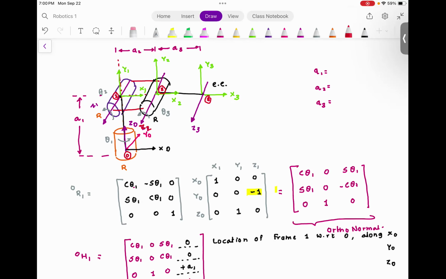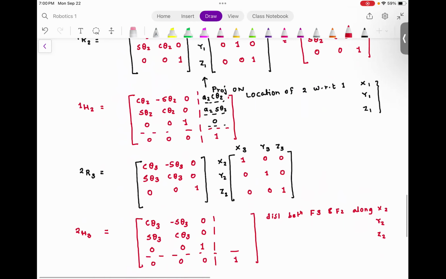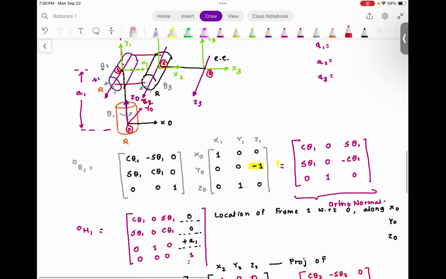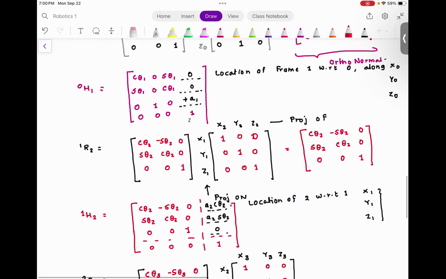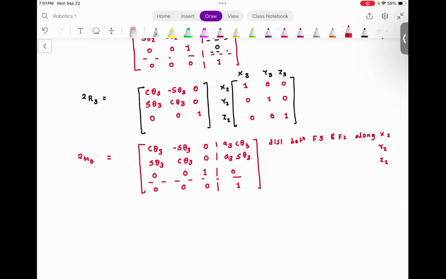A3 cosine theta, A3 cosine theta, which is A3 cosine theta 3, A3 sine theta 3, and this distance is 0. Do you agree with me? Once this problem is set up, your forward kinematics is done.